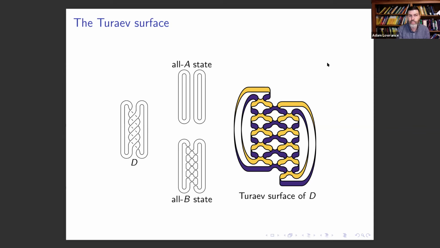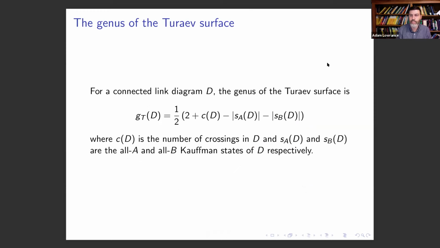And then after that, you can just attach on the disks that come from the all A circles and the all B circles. And so the 2 cells correspond to the sum of the number of components in the all A state and the number of components in the all B state. And so if you put all of that together, then you get this for the genus. And that was basically Turaev's observation, that this term that was giving you the difference between the crossing number and the span of the Jones polynomial, and that inequality, could be realized as the genus of this surface.